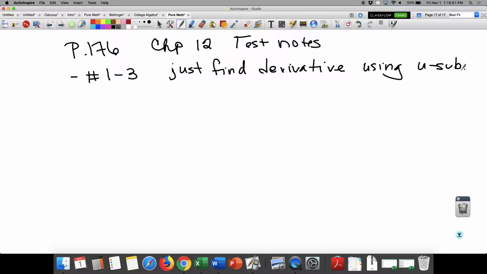Okay, so you're just going to have some basic problems to try to find the derivative of. So if you'll look, some of those are inside parentheses, some of those are fractions, some of those are under a radical. What are the two things I don't like? Fractions and radicals. Okay.